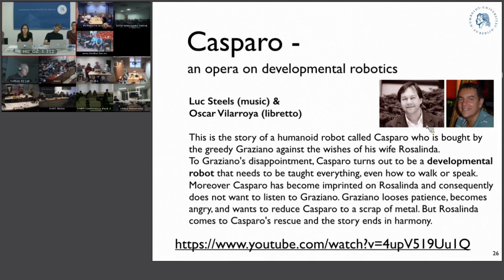So this is, of course, very disappointing, a developmental robot that needs to be taught everything, even how to walk or speak. It continues, and then, moreover, Casparo has become imprinted on Rosalinda and consequently does not want to listen to Graziano. Graziano loses patience, becomes angry, and wants to reduce Casparo to a scrap of metal. But Rosalinda comes to Casparo's rescue, and the story ends in harmony, like a typical opera, of course.